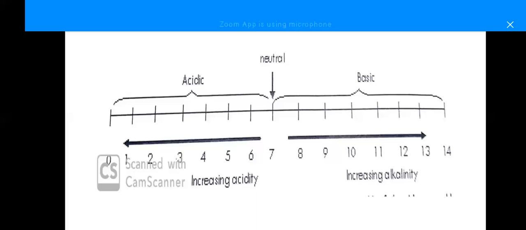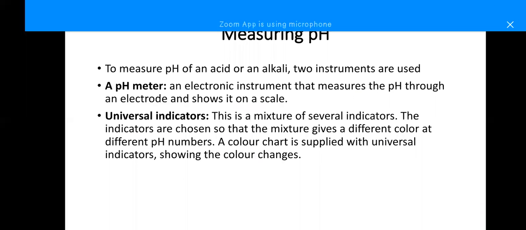Now let's look at how to measure pH using this instrument. To measure the pH of an acid or an alkaline, that is a base, two instruments are used. Instrument number 1, the pH meter, and instrument number 2, the universal indicator. This instrument predicts rightly whether the substance is an acid or a base.